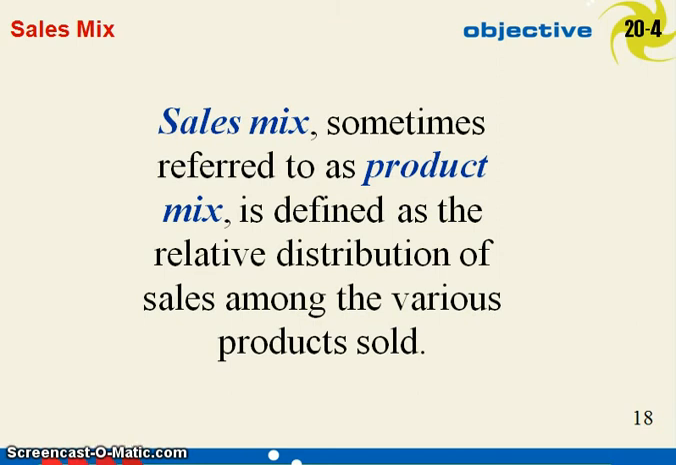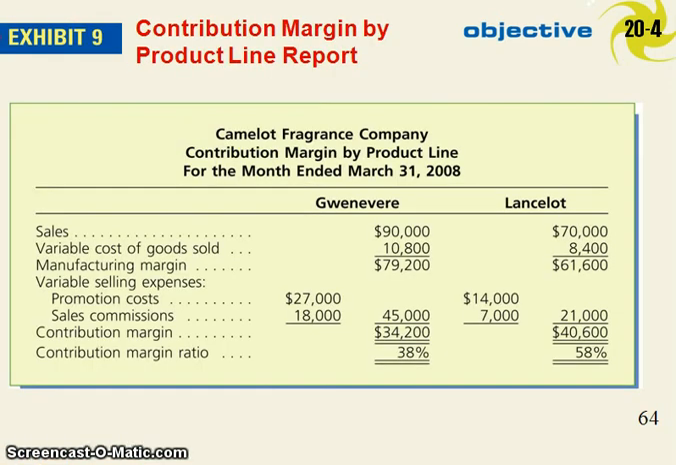So taking the next step, let's look at the sales mix, which is how are they selling the Lancelot and the Guinevere, and how much are they selling of each? Let's take a look at that for a second. So let's see, we're going to examine Guinevere versus Lancelot a little bit here. It looks like you've got 90,000 in sales of Guinevere, 70,000 in Lancelot.